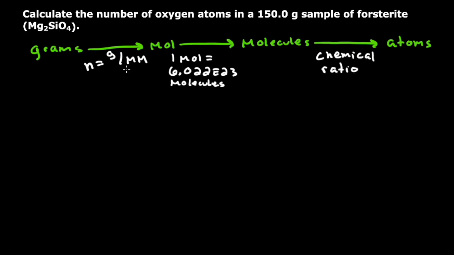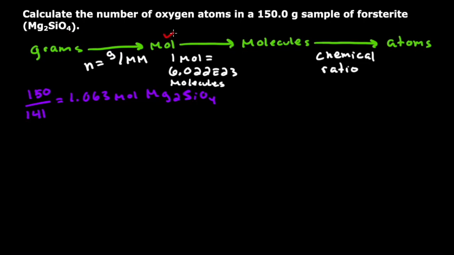And so let's go ahead and get started with this problem. First, I'm going to take this 150 grams. So I'm going to do 150 here, and I'm going to divide that by 141. So I'm going to put 141 here, and that's going to be equal to 1.063, and that will be moles of Mg2SiO4 like this. And so I go from grams to moles using this right here.